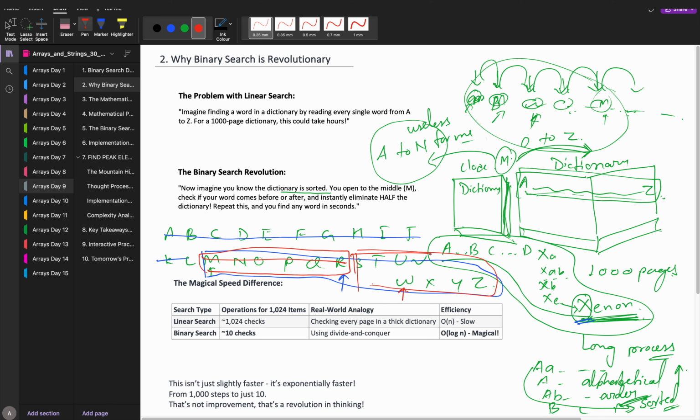So again, S to V will become useless for me. I will discard it. Now from W, right inside W, X comes now. In this, I will see Y is the middle. Now X comes after Y or before Y? Obviously before Y. So Z would be discarded. It is useless for me.